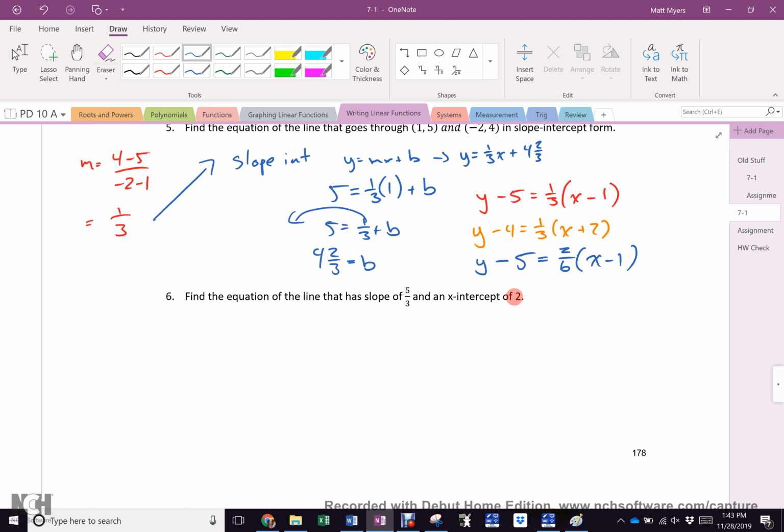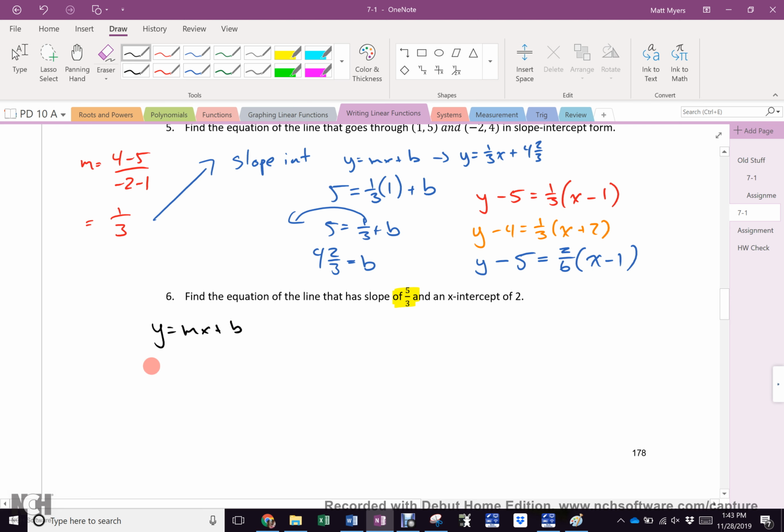Anyways, Harry says I should use slope-intercept form. Is Harry right? Yep. Why do you think Harry's right, Jordy? Well, because all you need to do is replace y with 0, because the x-intercept is 2. Harry wants to use slope-intercept form, which is y equals mx plus b.